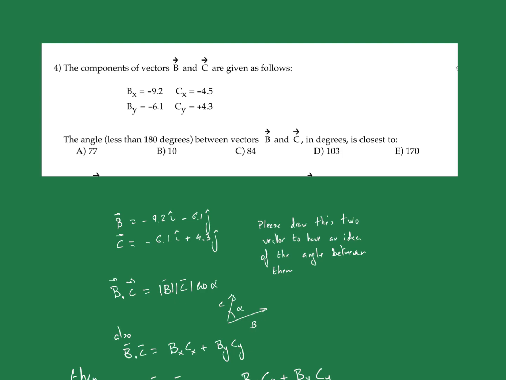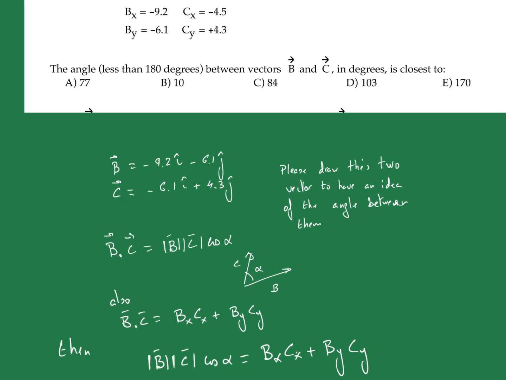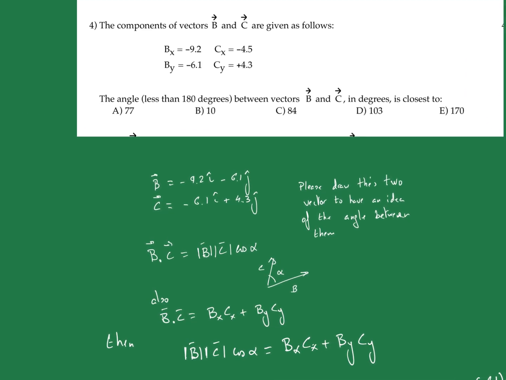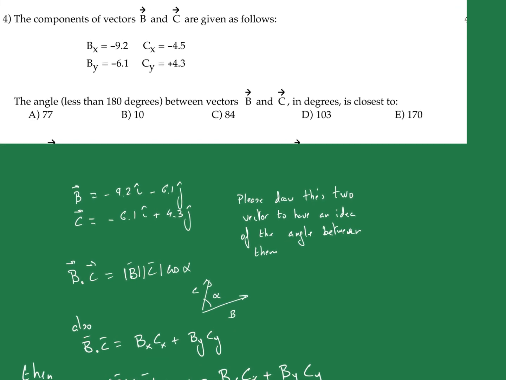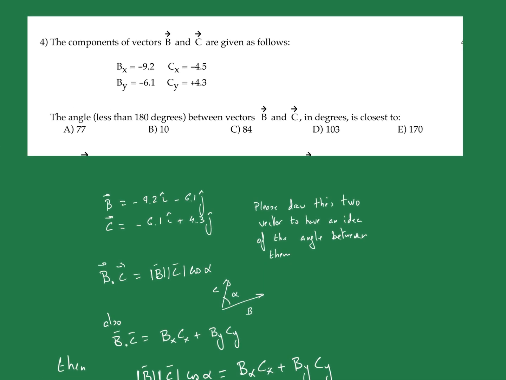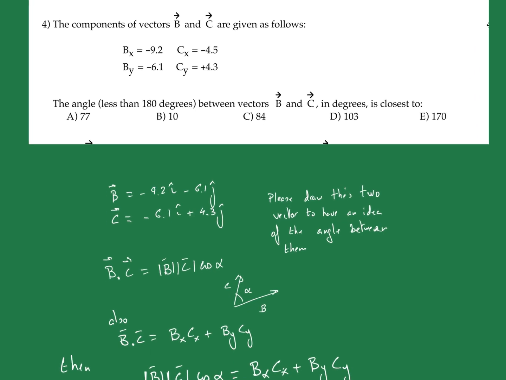It says the angle between V and C in degrees is closest to. So to find the angle of two vectors, you need to check the dot product. The dot product of two vectors will tell you the angle between the two vectors, or maybe you can do it in another way, but maybe this is the right way.